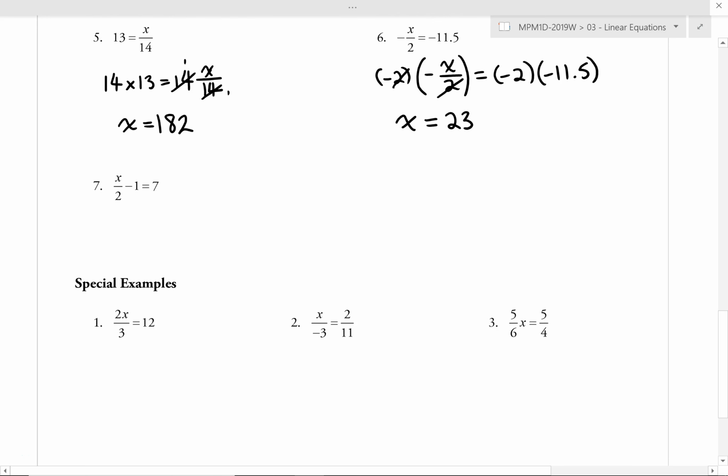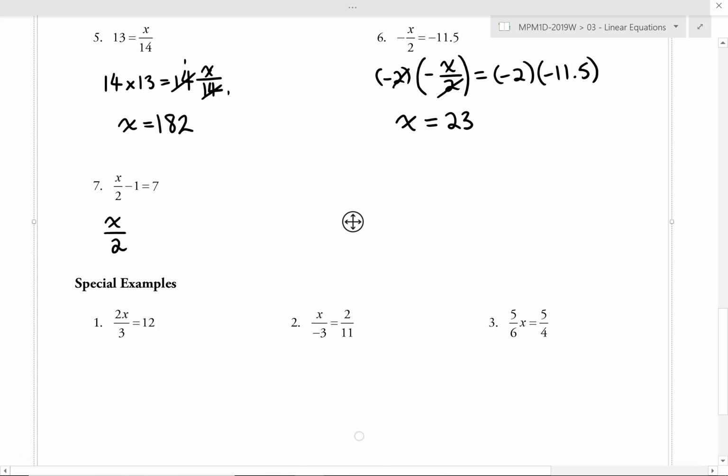So this time, notice how we have x over 2 minus 1 equals 7. For this one, it's just a matter of taking care of this little minus 1 first. This is kind of a preview of tomorrow's work. We'll do it quickly here, but we'll learn how to do this in more detail in the next lesson. Okay, so x over 2.